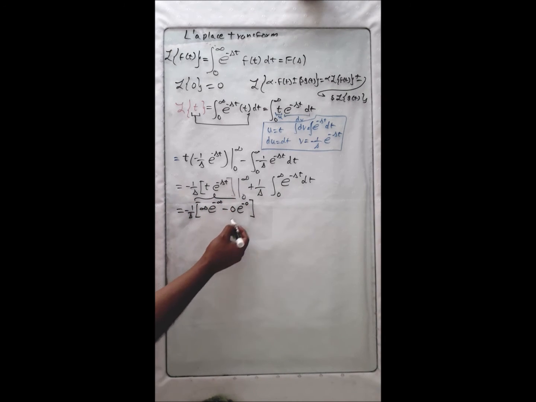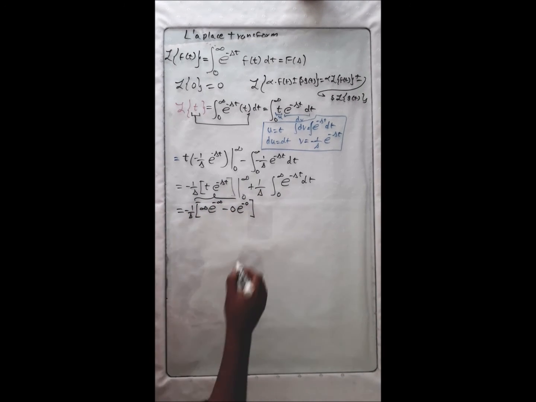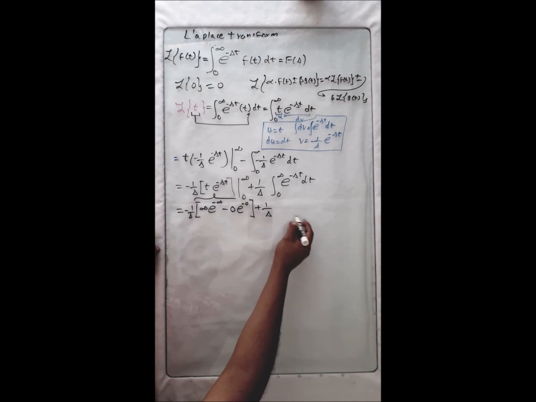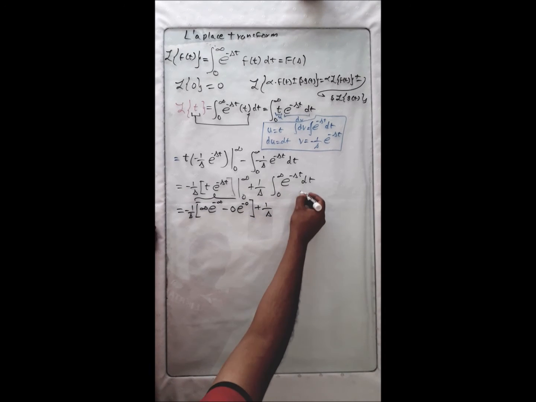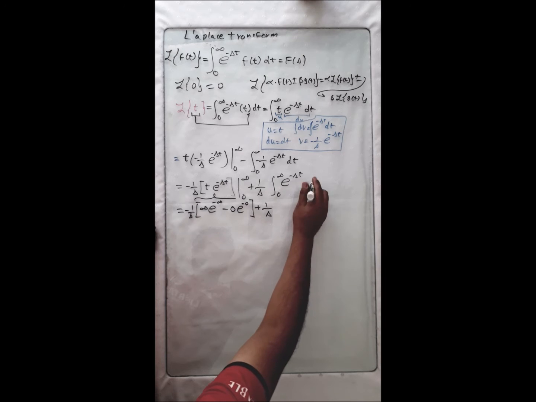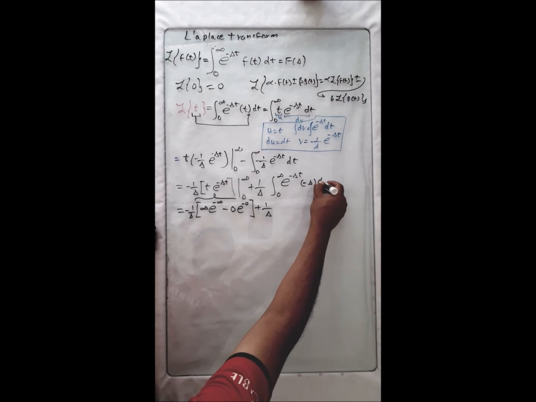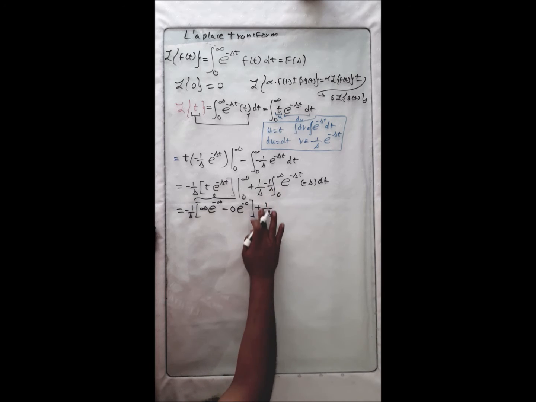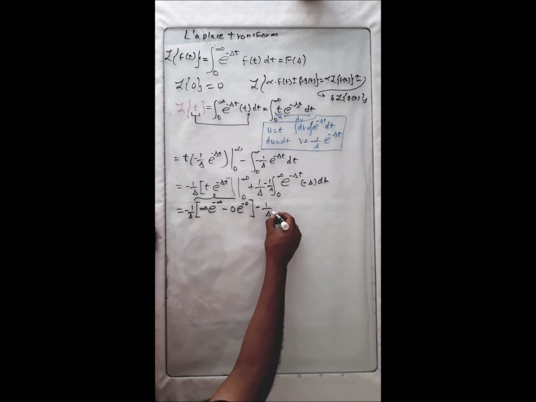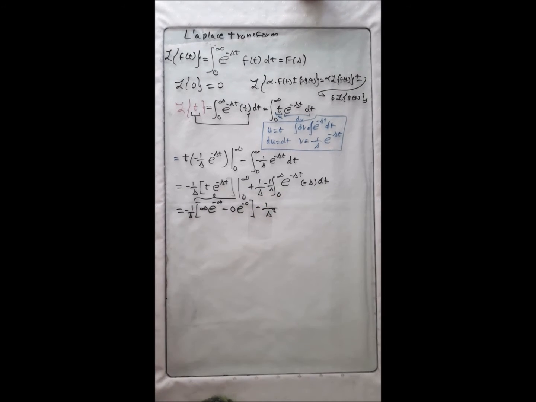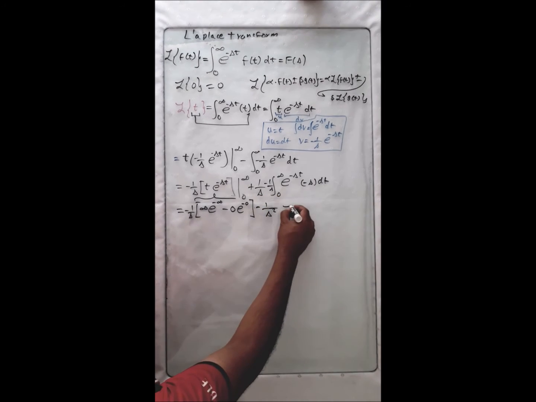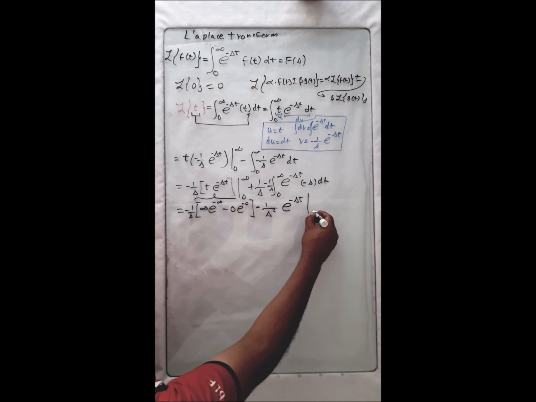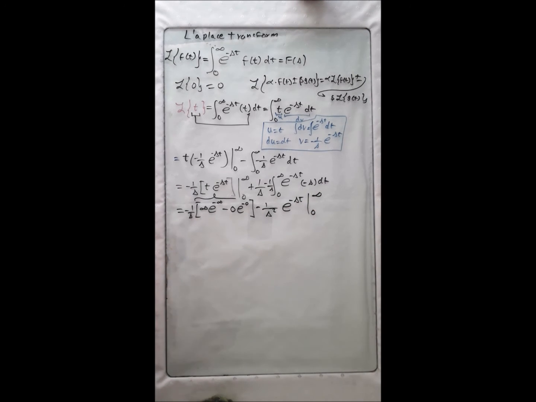Upper limit minus the lower limit, and then plus 1 over s times the integral of this. You have to complete the integral, so this is going to be minus s dt, and then you compensate that with minus 1 over s. So this becomes negative, and then this becomes s squared because of this multiplication. The integral of that exponential is just exponential minus st, from 0 to infinity. And you have to do also the upper limit minus the lower limit.